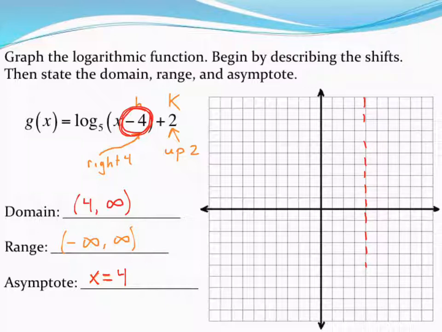I mean, I guess there's one more thing I could note. Since I've got a base that's bigger than 1, I know the basic shape of this logarithmic curve will be something like this. If I had a number less than 1, my graph would go in the other direction, something like that. But to be a little more specific, I'm going to want to plot points.